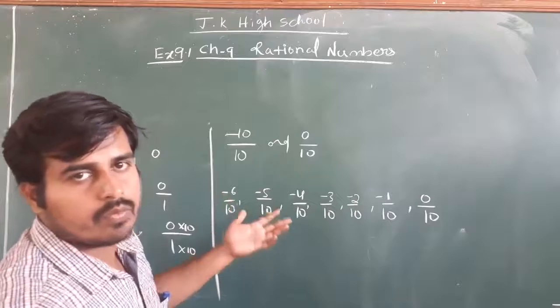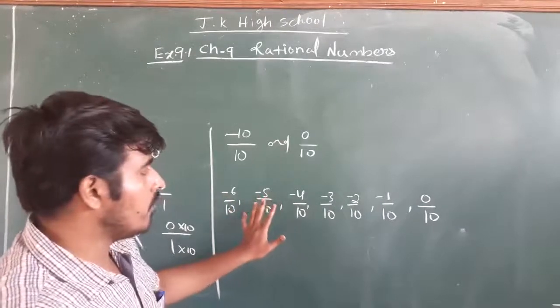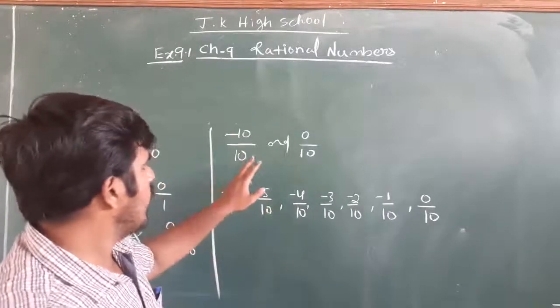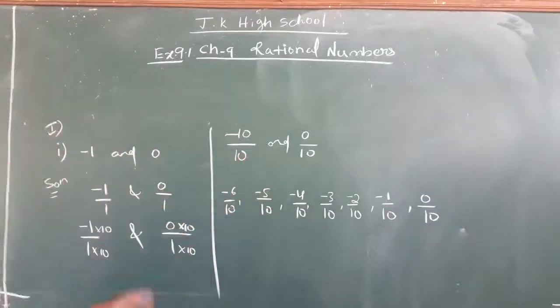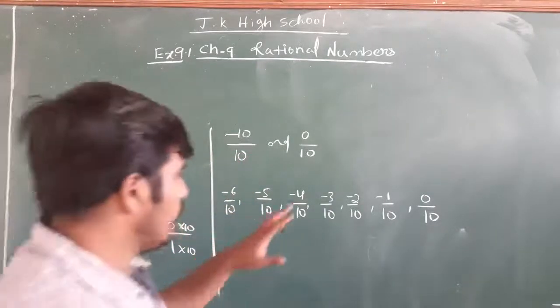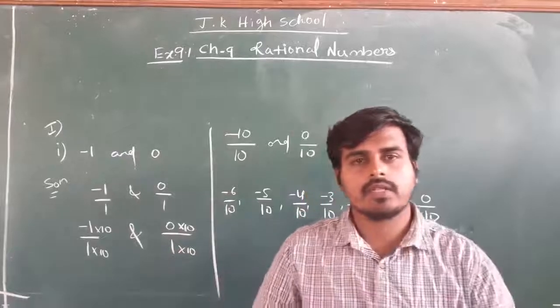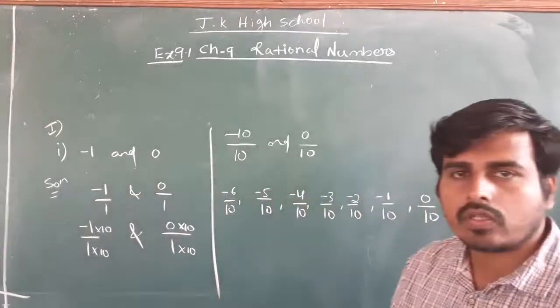In this way you have to do. You got 5 rational numbers between 0 and minus 1. The values of all these rational numbers are between 0 and minus 1. They are not crossing minus 1.